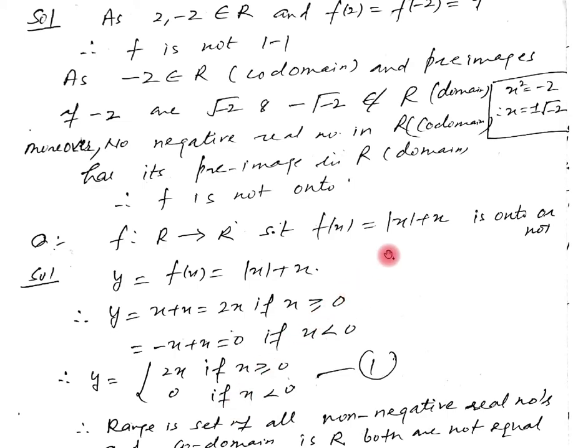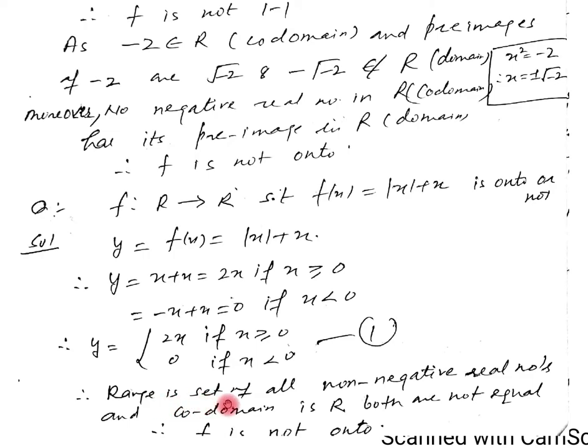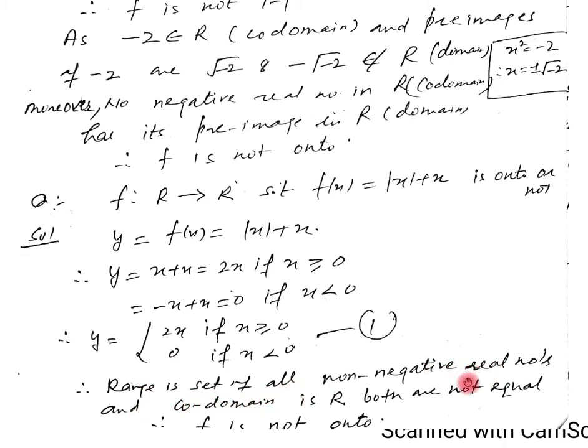Now here we have to check whether the function is onto or not. If x is greater than or equal to 0, then y is equal to 2x. If x is less than 0, it is always equal to 0. Now the range is the set of all non-negative real numbers, because y always remains either positive or it becomes 0. And the codomain is R. Both are not equal, so clearly we can say the function is not onto.